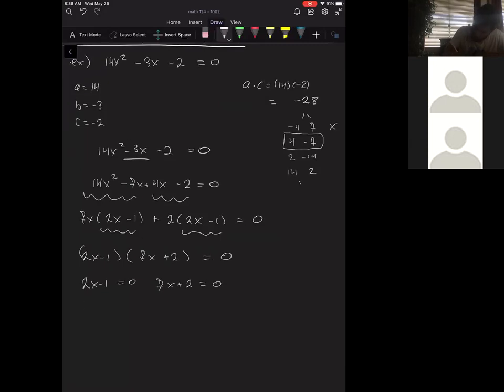So we can add the 1 over. We're going to get 2x is equal to 1. Divide by the 2, x is equal to 1/2. Here, subtract the 2. 7x is equal to minus 2. Divide by the 7. X is equal to minus 2 over 7.